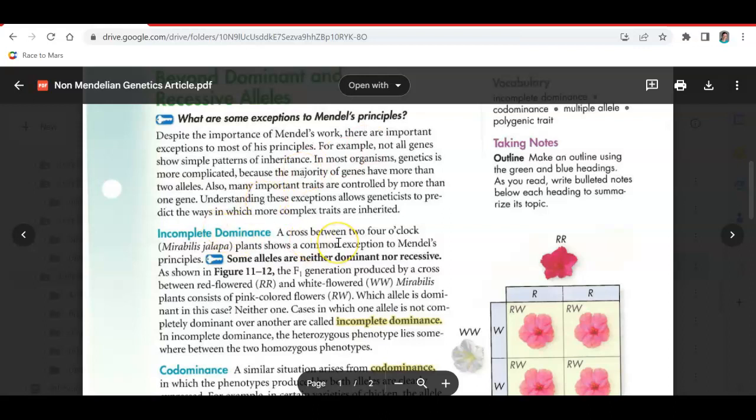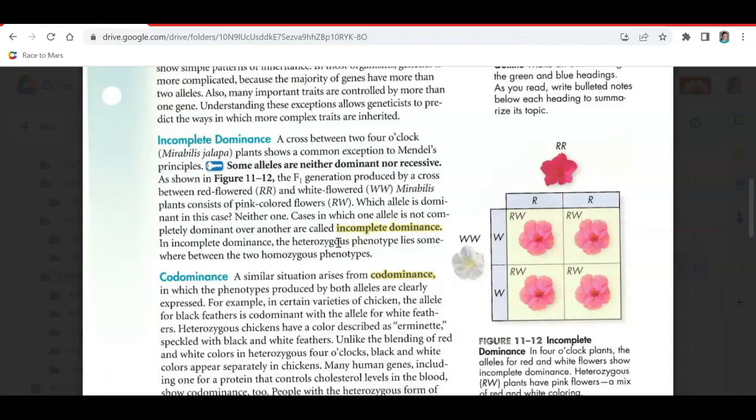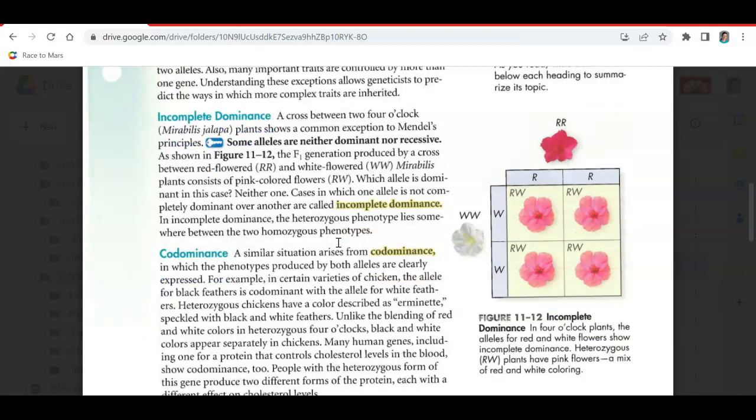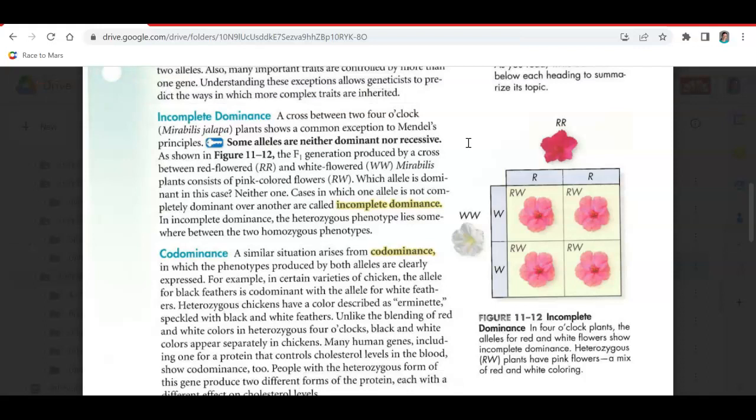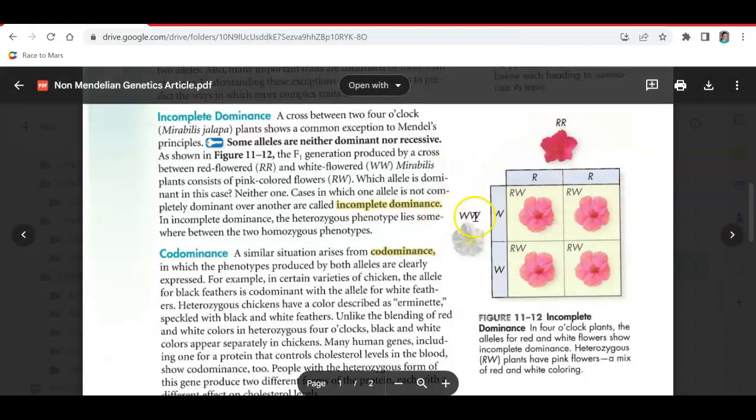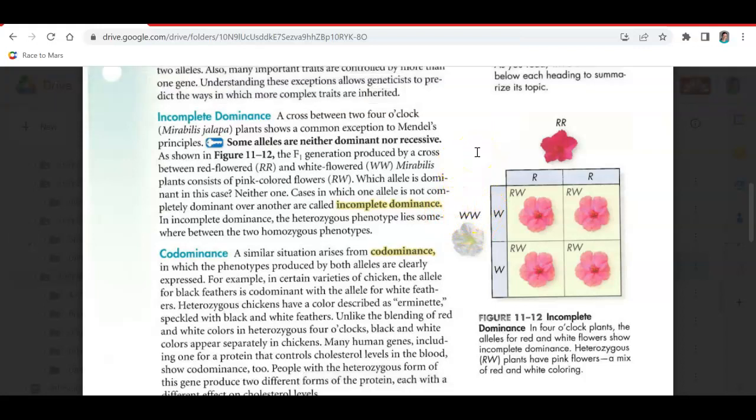Incomplete dominance. A cross between 2 4 o'clock Mirabilis jalapa plants shows a common exception to Mendel's principles. Some alleles are neither dominant nor recessive. As shown in Figure 11-12, the F1 generation produced by a cross between red-flowered, big R, and white-flowered, big W, Mirabilis plants consists of pink-colored flowers, big R, big W. Which allele is dominant in this case? Neither one. Cases in which one allele is not completely dominant over another are called incomplete dominance.